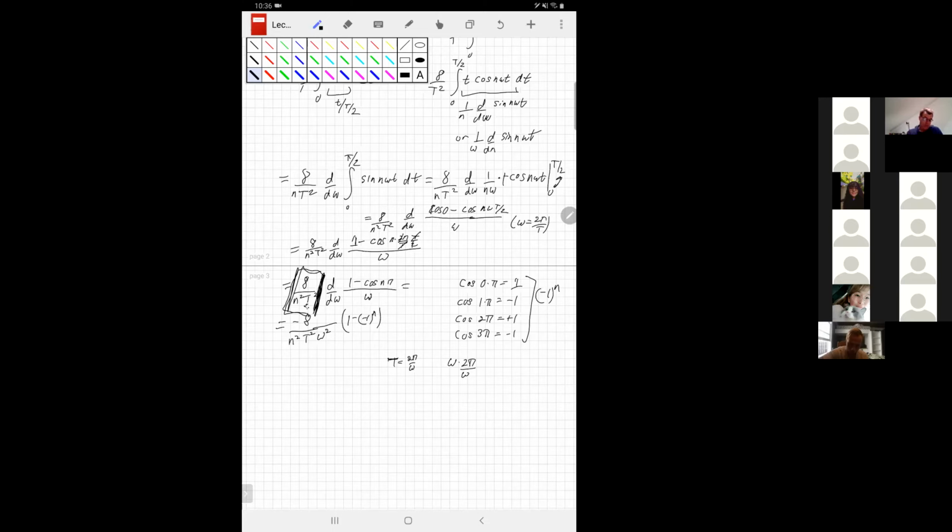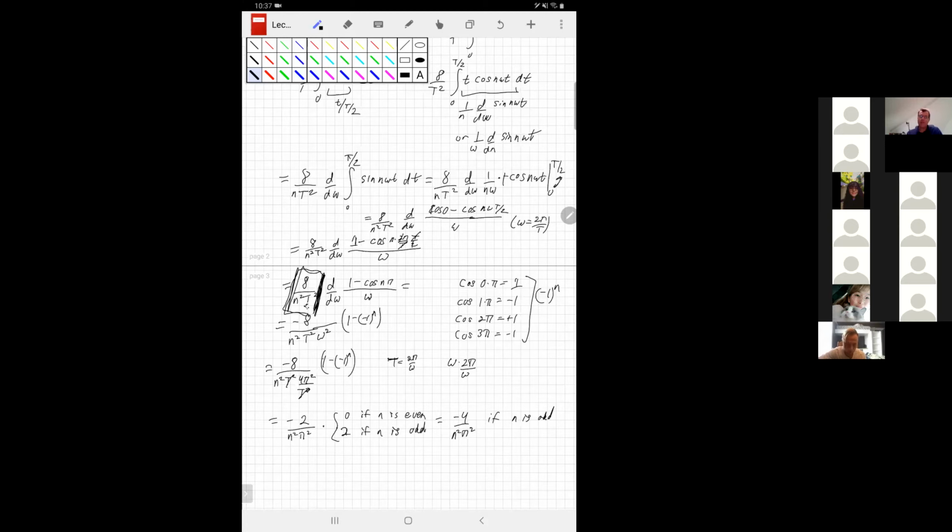Let's simplify a little more, and then I'll show you another way that people write these things. All right, omega is 2 pi over t, so I could write this as minus 8 over n squared t squared, 4 pi squared over t squared, cancel, cancel, 1 minus negative 1 to the n. Which is minus 2 over n squared pi squared times something that's equal to 0 if n is even, and 2 if n is odd. And so what I've effectively got here equals negative 4 over n squared pi squared if n is odd.